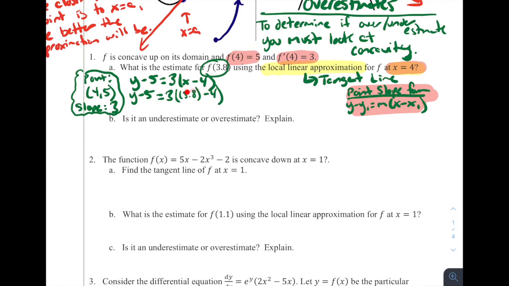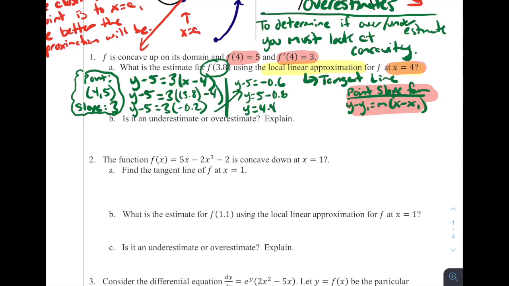So the AP exam really likes giving problems like this on the no calculator section. So we have y minus 5 equal to 3 times, in my parentheses, 3.8 minus 4. That's going to be negative 0.2, which, small number, is going to be easy to multiply by 3. We're going to get y minus 5 is equal to 3 times negative 0.2, so that is negative 0.6. And then we're going to need to add 5 to both sides. So y is equal to 5 minus 0.6, which is going to be equal to 4.4.